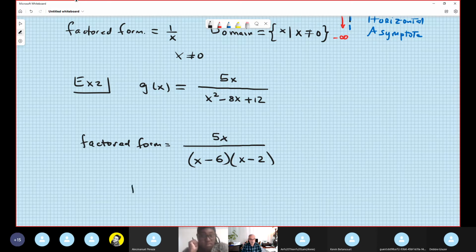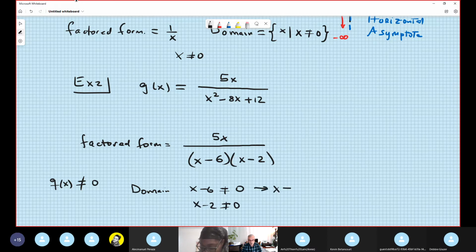form. What about the domain? Well, remember, the domain excludes when q of x is equal to 0. But no 0. This is the restriction. And in our example, x minus 6 is not 0, and x minus 2 is not 0. Conclusion, x is not 6, and x is not 2. This is a bad guy. When you plug in that value, the answer of this function is undefined. So g evaluated at 6 and g evaluated at 2, both are undefined.